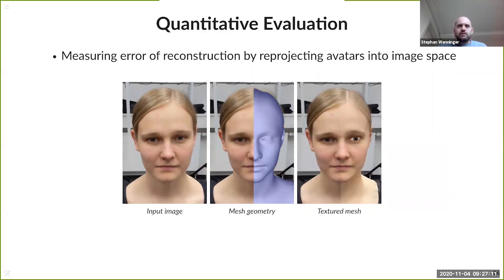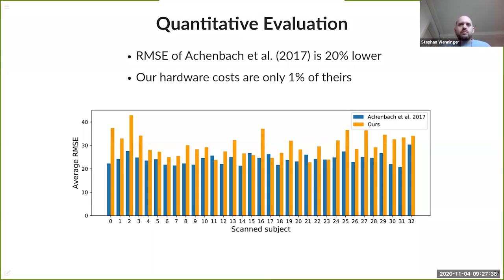For the quantitative evaluation, we measured the reprojection error, which works in the following way. So on the left-hand side, you see the input image. In the center, you see the mesh geometry rendered back onto the input image. And on the right-hand side, we additionally add the texture information. And then we simply calculate the color distance in LAB space between the rendered image and the input image. And we did this for 33 participants.